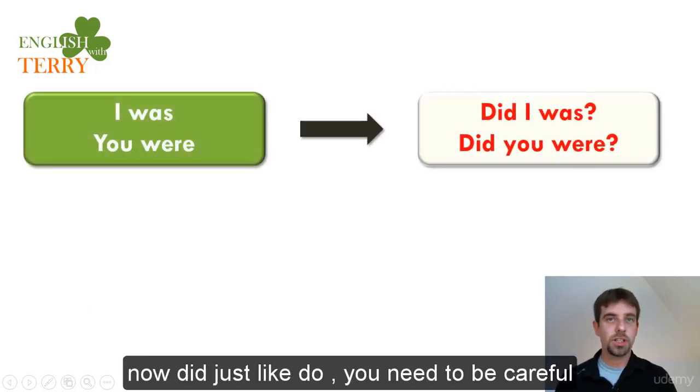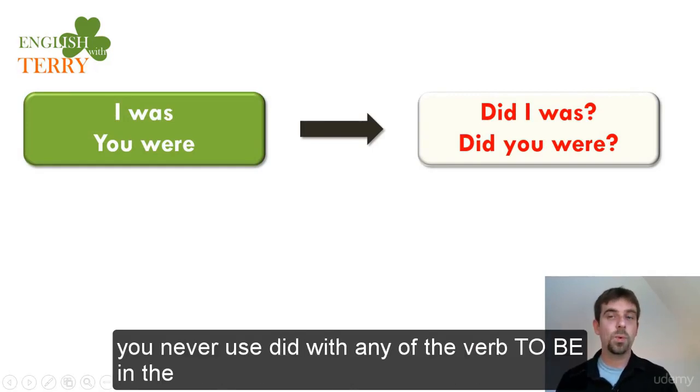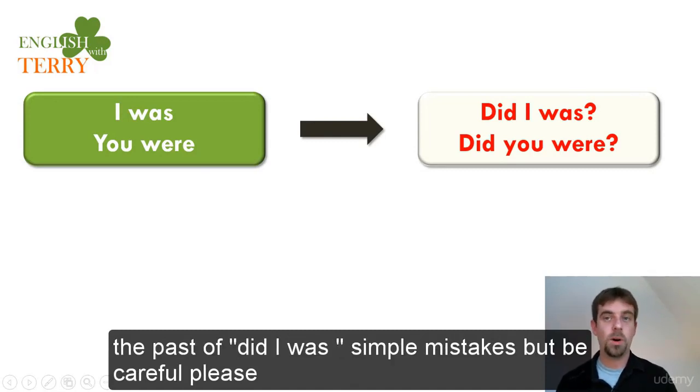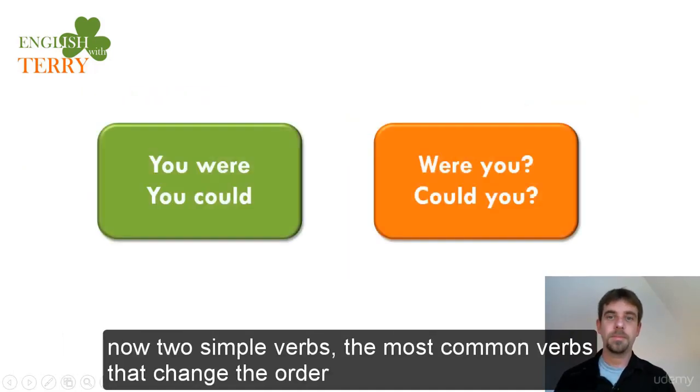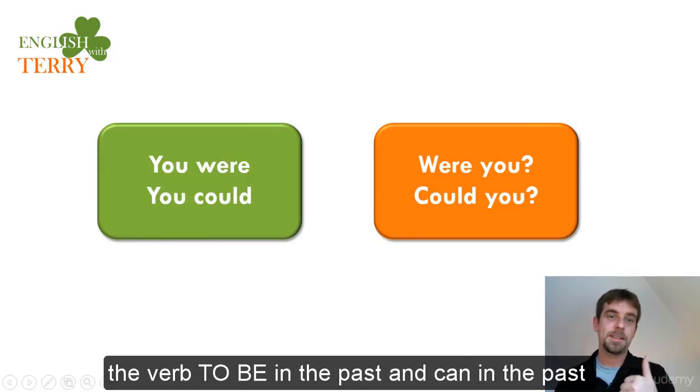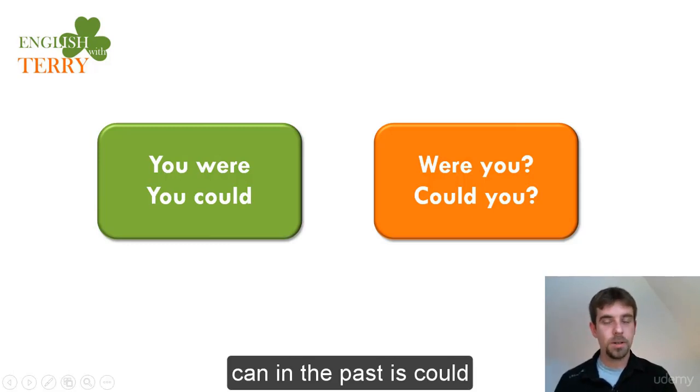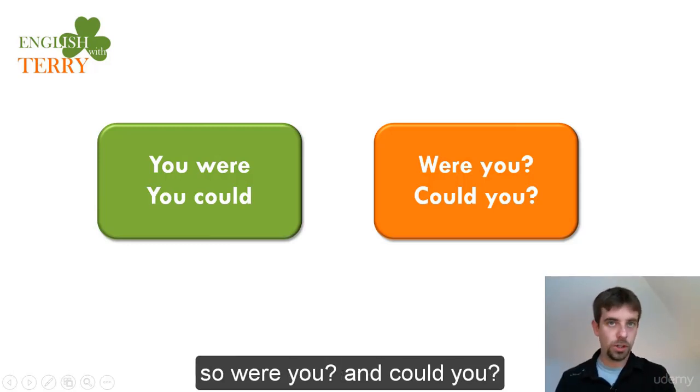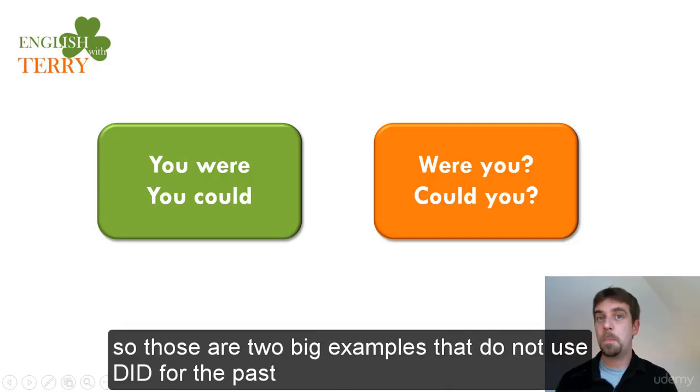Now did, just like do, you need to be careful. You never use did with any of the verb to be in the past, like I was, did I was, did you were. Simple mistakes, but be careful please. Now, the most common verbs that change the order are the verb to be in the past and can in the past. Can in the past is could. So they are were you and could you. Those are two big examples that do not use did for the past.